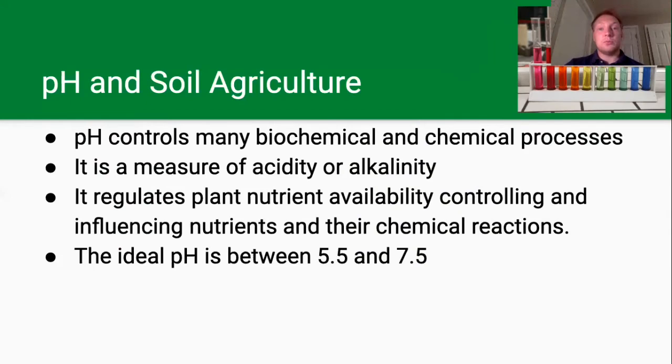pH in soil agriculture. pH is very important because it controls many biochemical and chemical processes operating within the soil. It is a measure of acidity or alkalinity. It regulates plant nutrient availability by controlling and influencing nutrients and their chemical reactions. This means soil and crop productivities are linked to pH. The ideal pH for most agriculture is between 5.5 and 7.5.